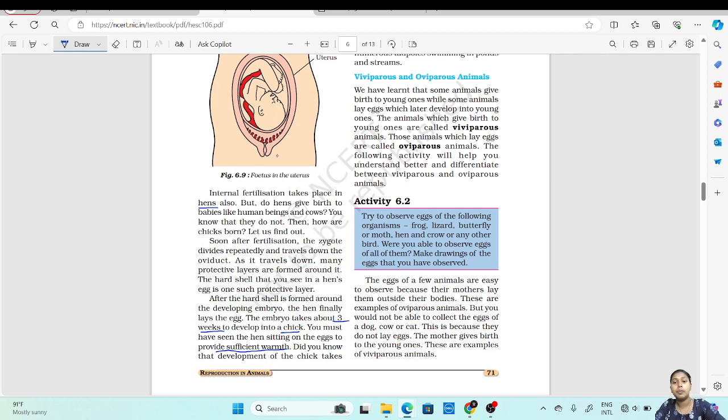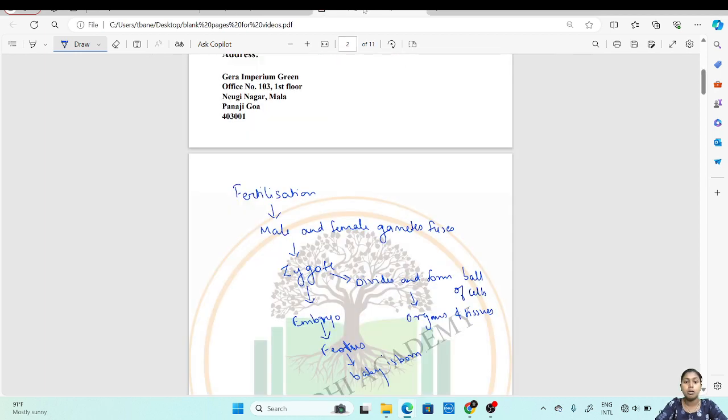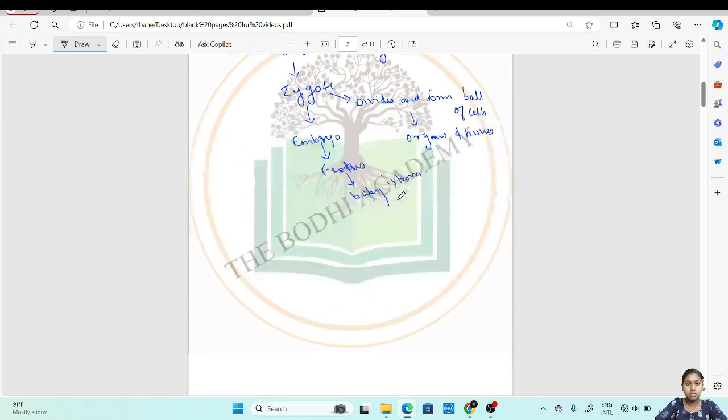Next is viviparous and oviparous animals. We have learned that some animals give birth to young ones like humans and cows, and some lay eggs like hens or birds. Now what are these? The animals which give birth to young ones are called viviparous. They give birth to the young ones like humans. Those which lay eggs are called oviparous. So, what is viviparous and what is oviparous?